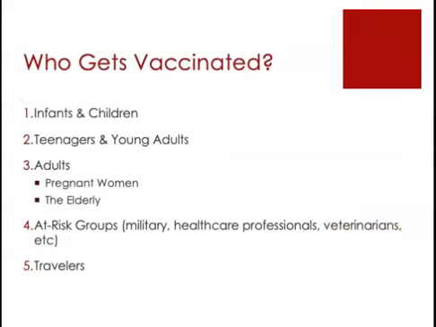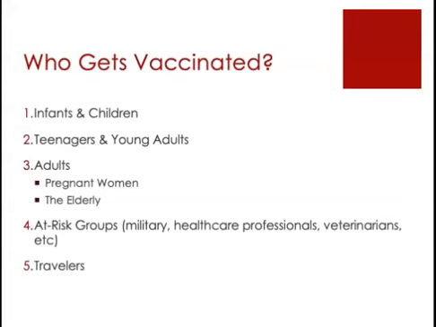Next, we need to think about who gets vaccinated. Obviously, infants and children are the first on the list. We begin routine vaccination of infants when they are only a few weeks old, and we continue vaccinations throughout childhood.